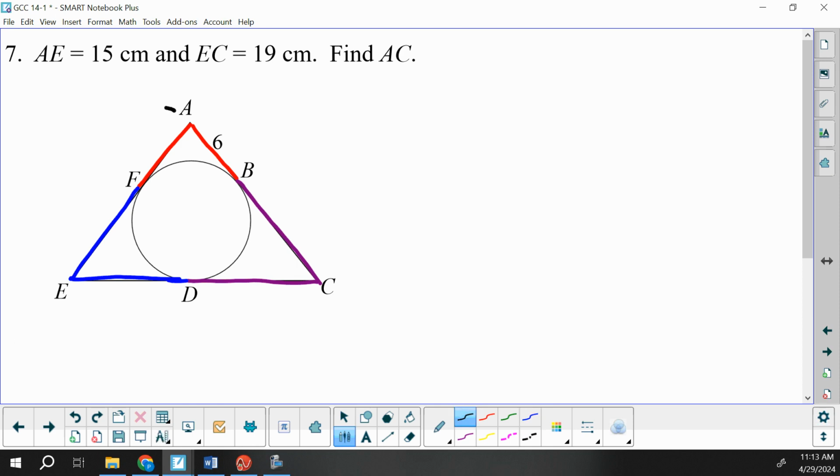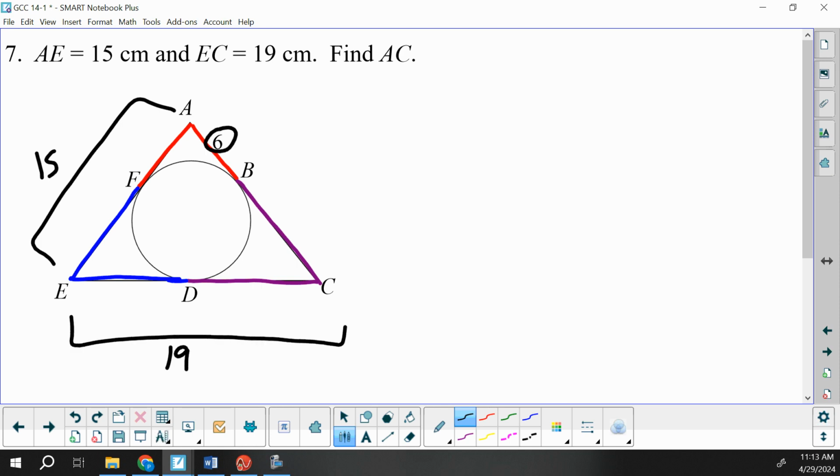Well, they tell us that AE, this whole thing is 15, and EC, this whole thing is 19. And then notice we already had this 6. Eventually, we want to find AC, so I'm going to call that a variable. Well, because AB is 6, AF must also be 6. Well, then they told us AE was 15. If that whole thing is 15 and we have the 6, then EF must be 9. If EF is 9, ED has to be 9. And then if that whole bottom is 19 and ED is 9, then we've got that DC has to be 10.